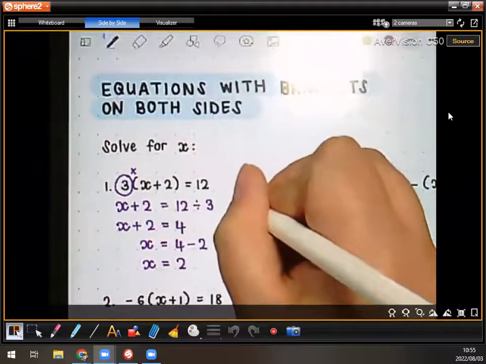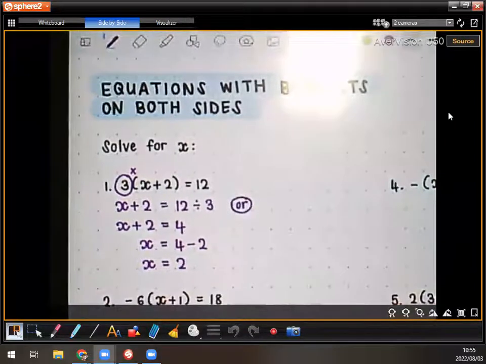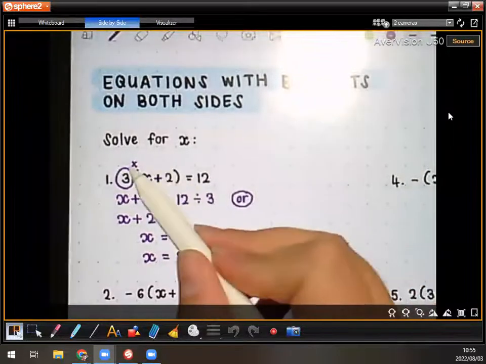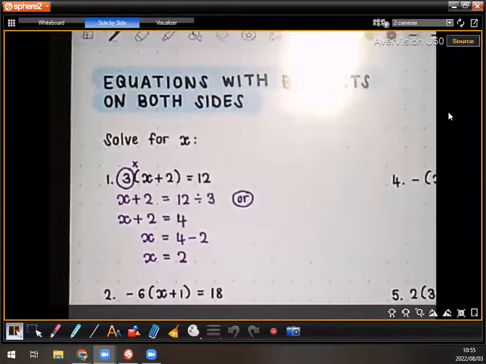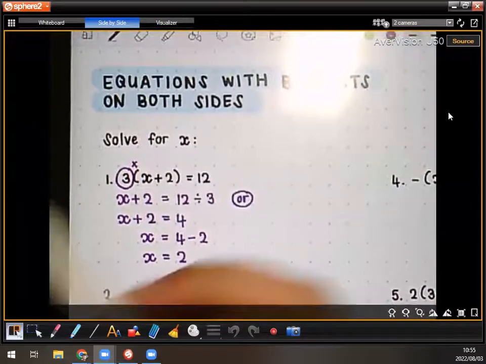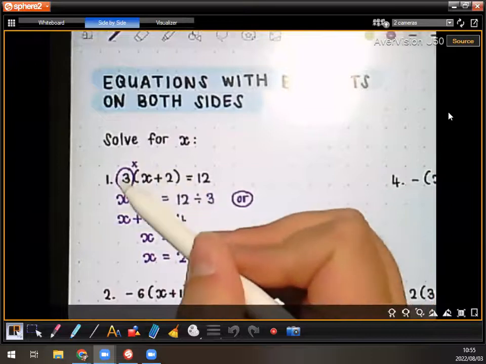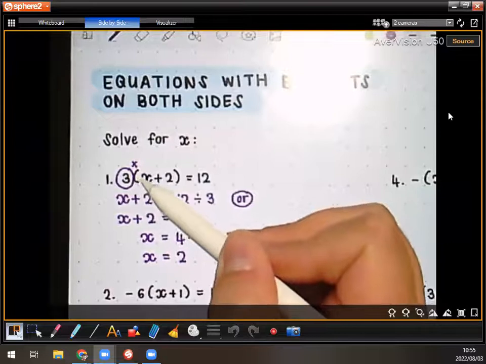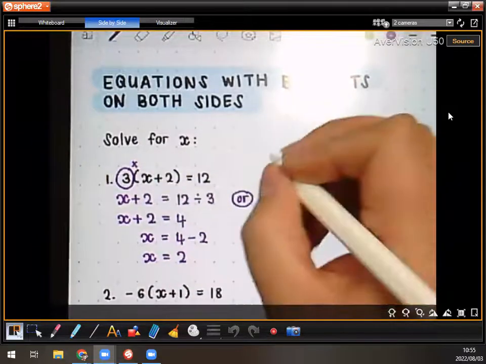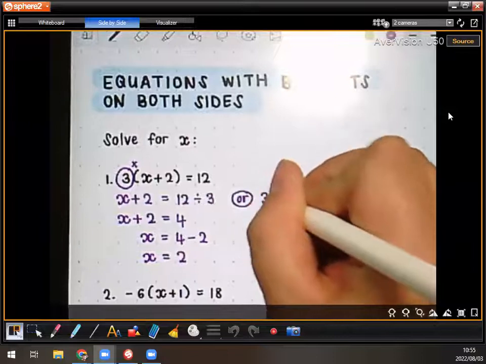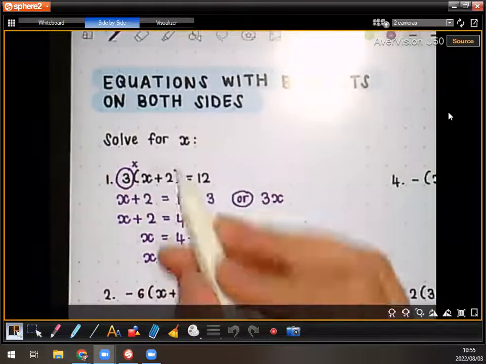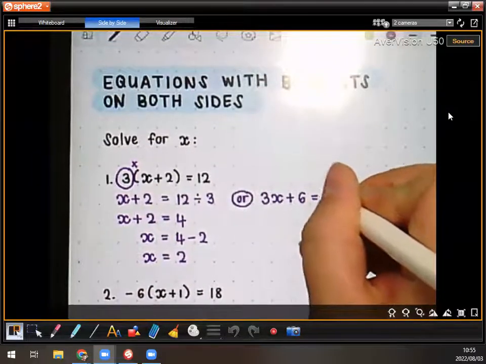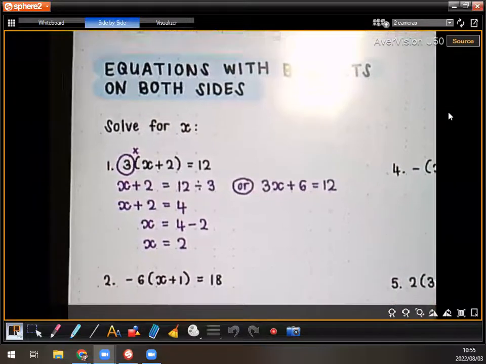If you want to, you can actually get rid of the brackets first by multiplying the 3 into the bracket. Okay, some of you might prefer doing it like that. It's perfectly fine. You will remember how to multiply a number into a bracket. You have to multiply by every term in the bracket. Okay, so we're going to say 3 times x is what? 3x, thank you. Then we're going to say 3 times positive 2 is positive 6. And that is then equal to 12.